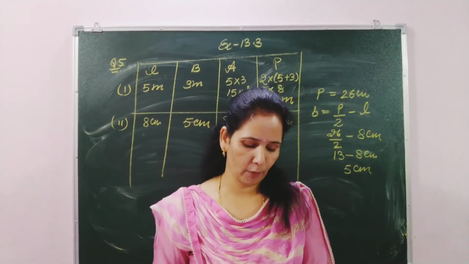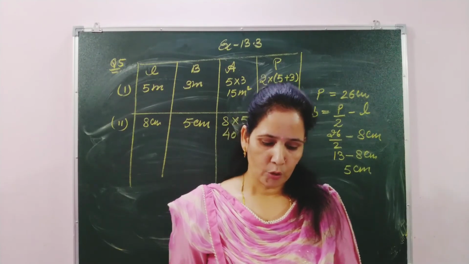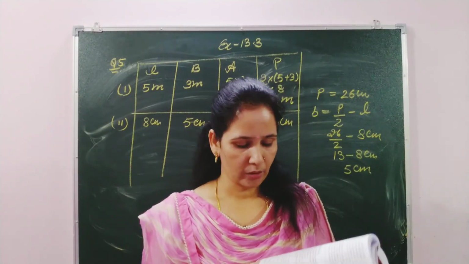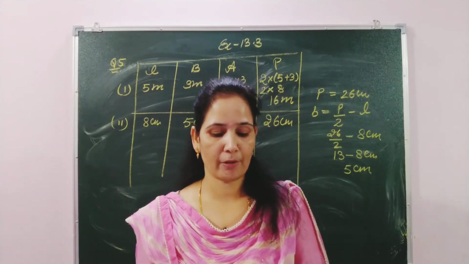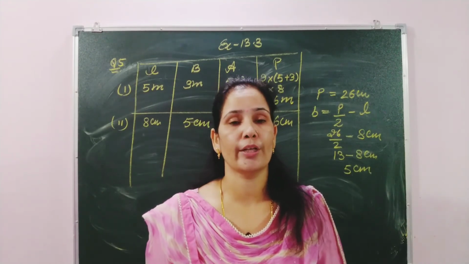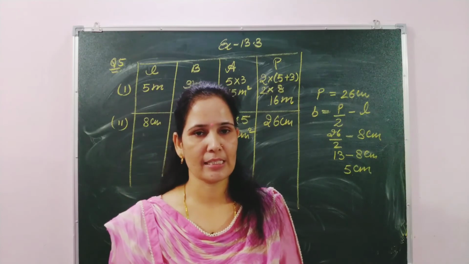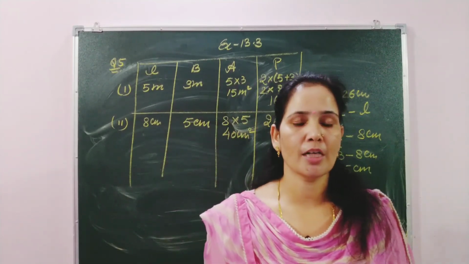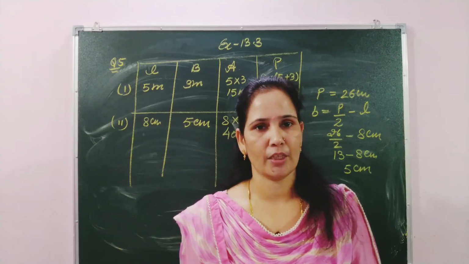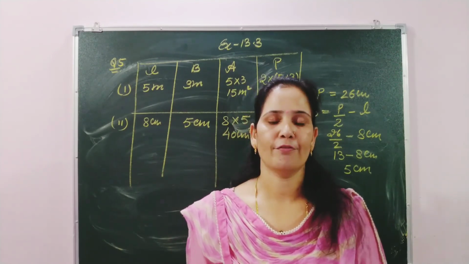So student, question number 1, 2 do in register, 3 and 4 do in book only. Then after question number 5, complete do in your register. Okay students, now you understood what you have to do. Question number 1st, 2nd and 5th in register, 3rd and 4th in book.